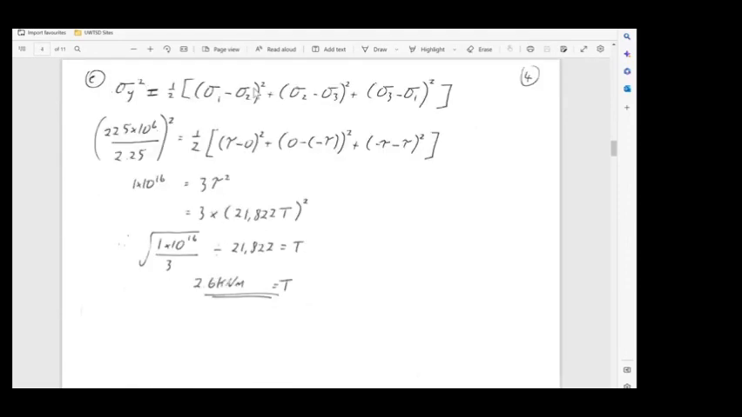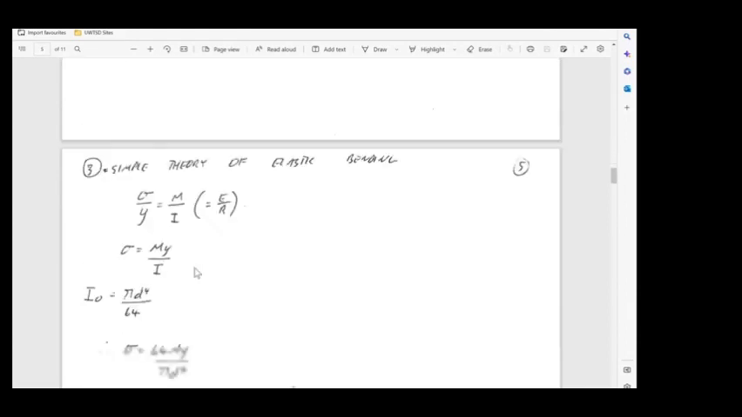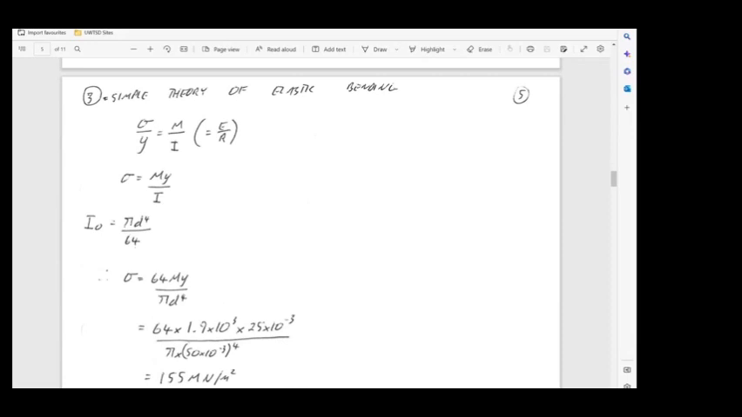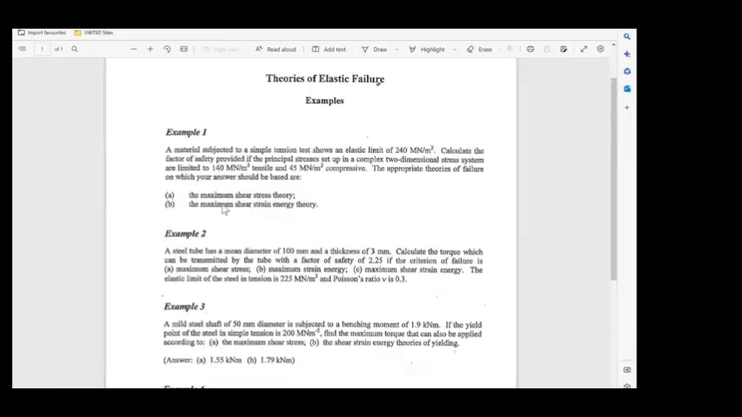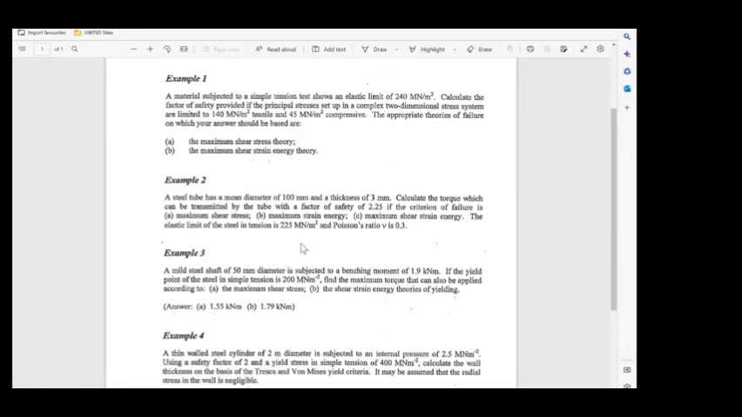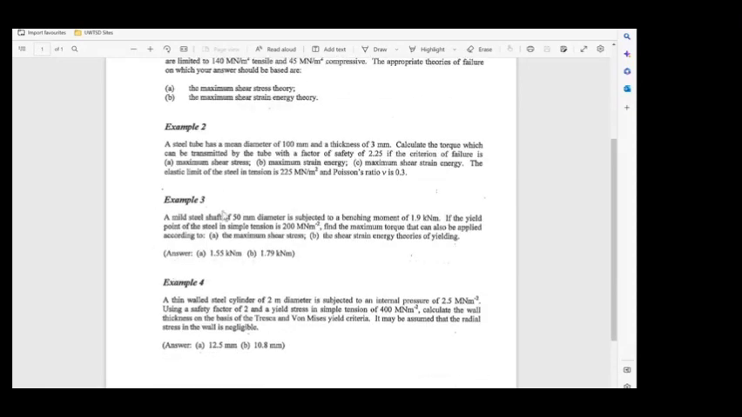Same for part 3. Part C, we've got yet another failure criteria. Plug in those direct stresses and therefore work out what torque we can carry on our shaft. Question number 3 then. So we've used complex stress theory, we've used simple theory of elastic torsion, simple theory of elastic bending. Okay, that's what we're going to be using in question 3.